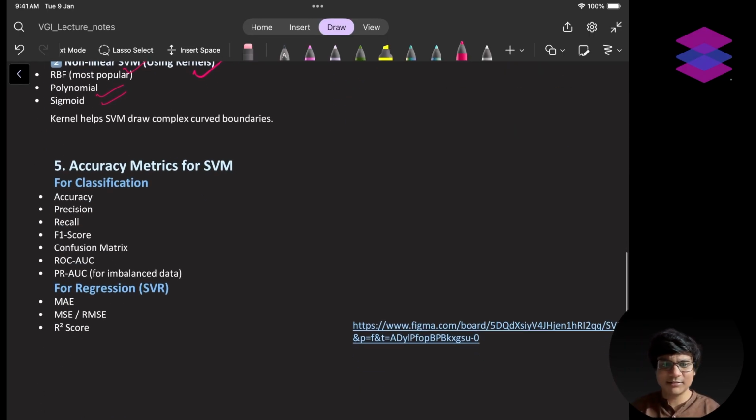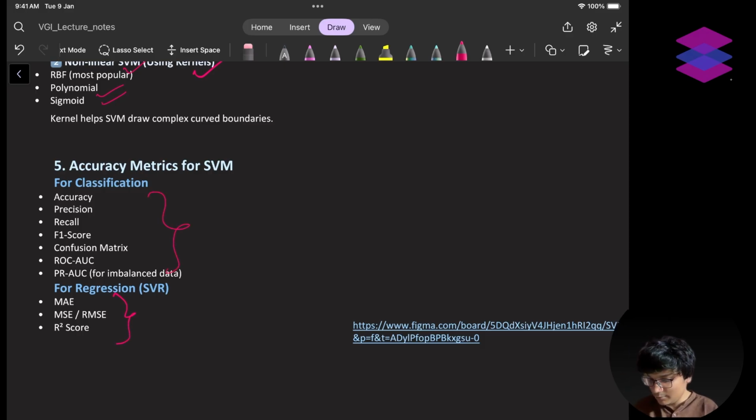What are the accuracy metrics? It's very common. If you are using a classification model, then the same accuracy metrics that I already told you in the previous lecture apply. You have precision, recall, F1 score, AUC curve, and ROC curve. These things are not going to change, right?